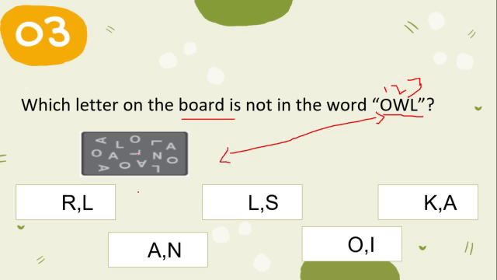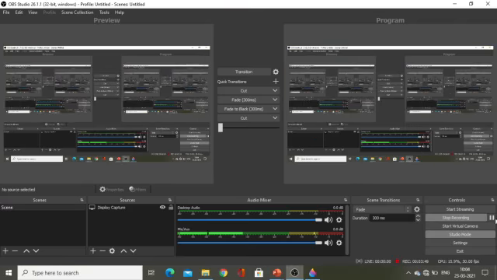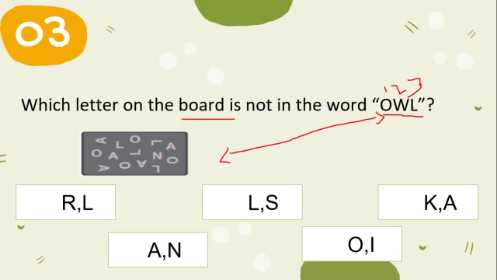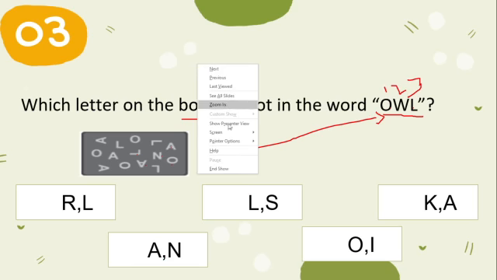So, we have L on the board. Also, we have L in owl. We have A here, but there is no A in owl. We have O here. Also, we have O in owl. So, the letters N and A are present on the board but not in the word owl. Can you guess the answer? Yes, the answer is A and N.